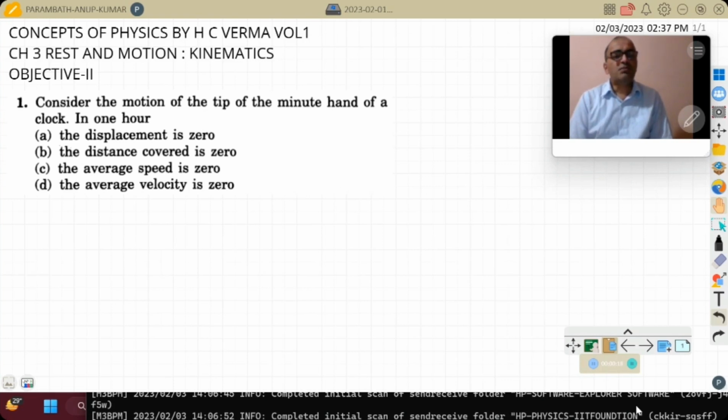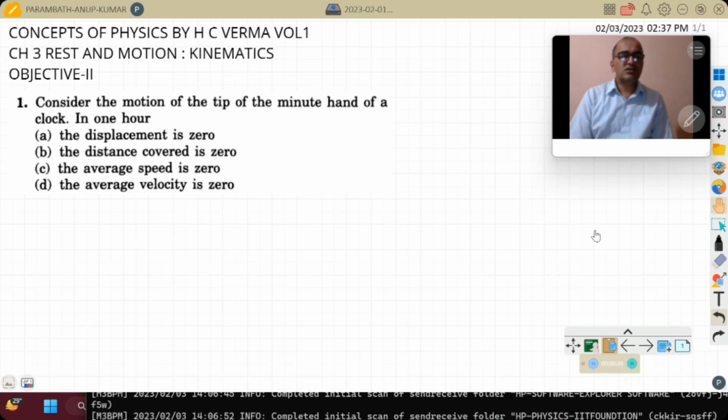Consider the motion of the tip of a minute hand of a clock. In 1 hour, we have to choose among these options which are correct. A. The displacement is 0. B. The distance covered is 0. C. The average speed is 0. D. The average velocity is 0.